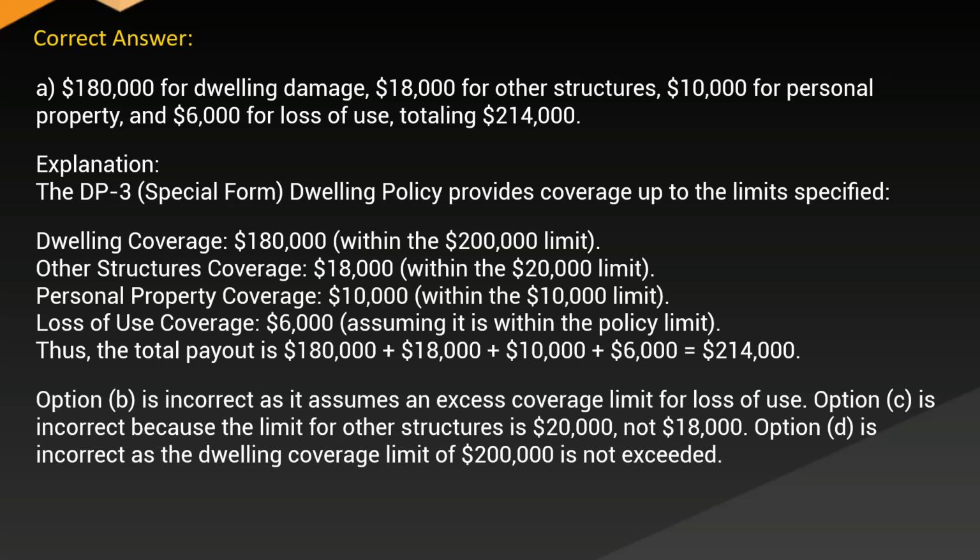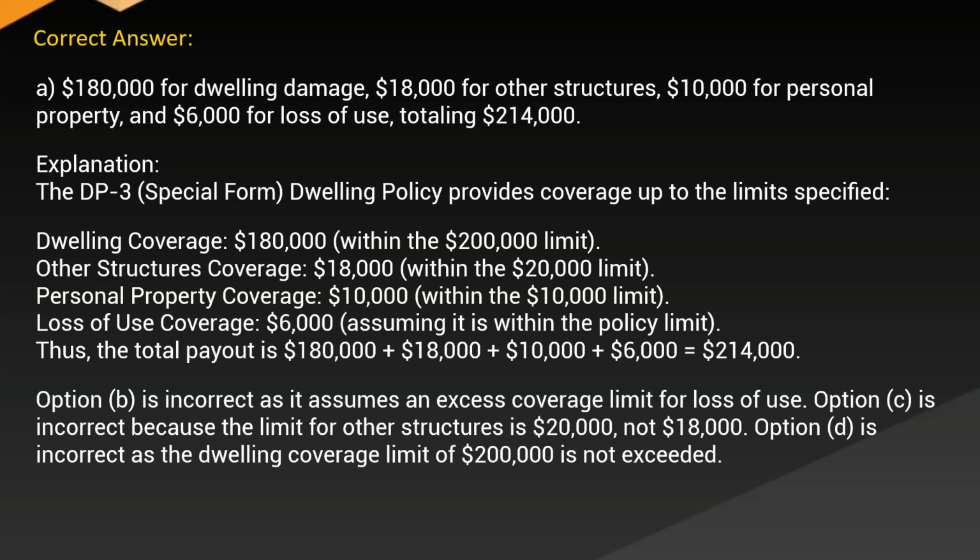Other structures coverage, $18,000 within the $20,000 limit. Personal property coverage, $10,000 within the $10,000 limit. Loss of use coverage, $6,000 assuming it is within the policy limit. Thus the total payout is $180,000 plus $18,000 plus $10,000 plus $6,000 equals $214,000.